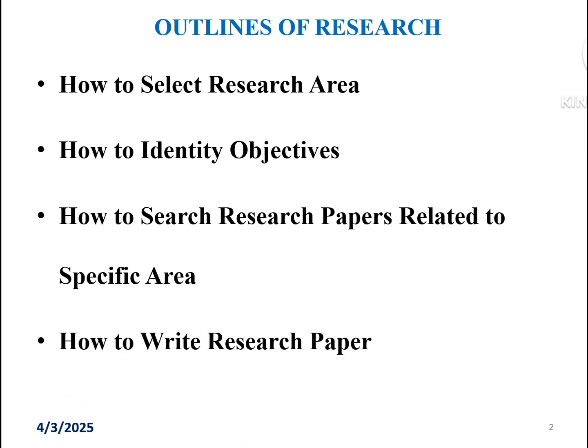The next thing is how to write research papers. After writing the research papers, how to publish your paper. So these are the five important tasks of research papers: select your research area, identify your objectives, find research papers related to your specific area, write research papers, and publish research papers. One by one, I will tell you, so please listen to this video clearly.